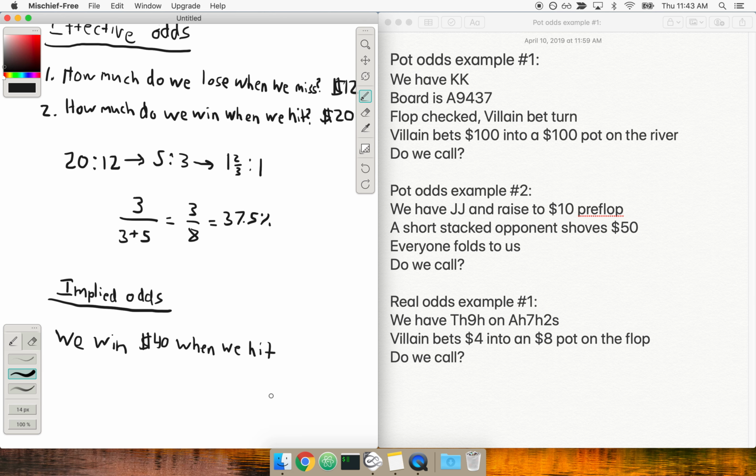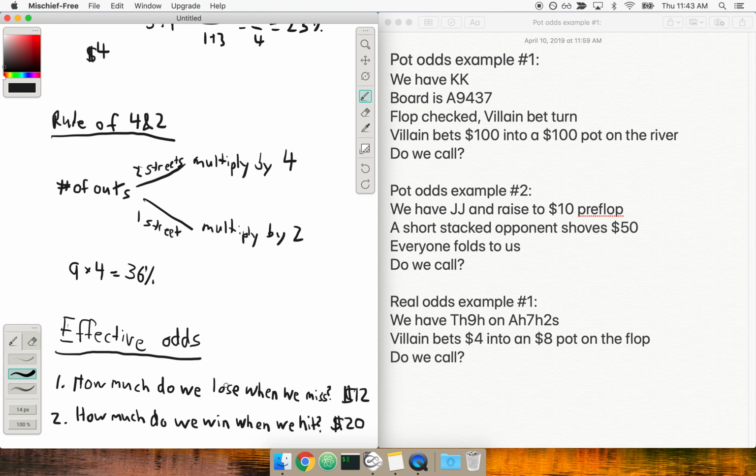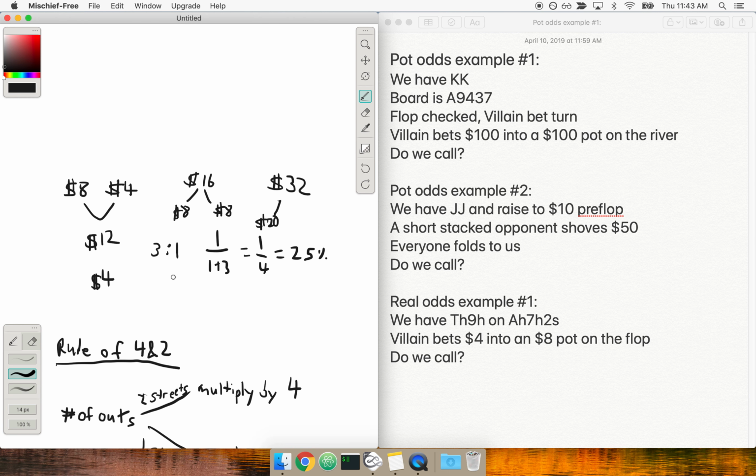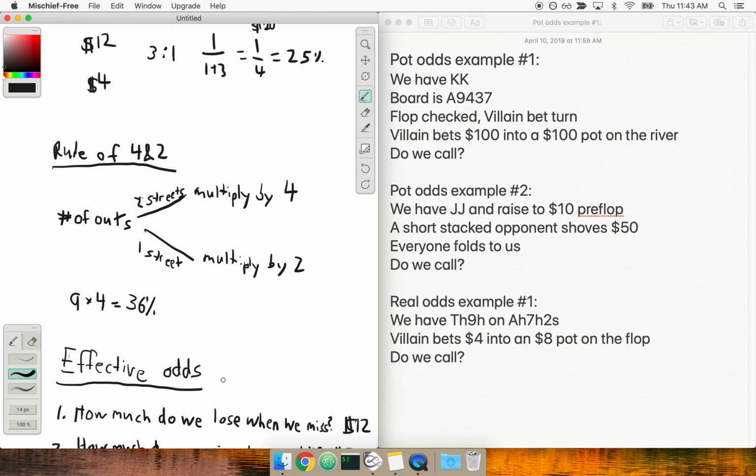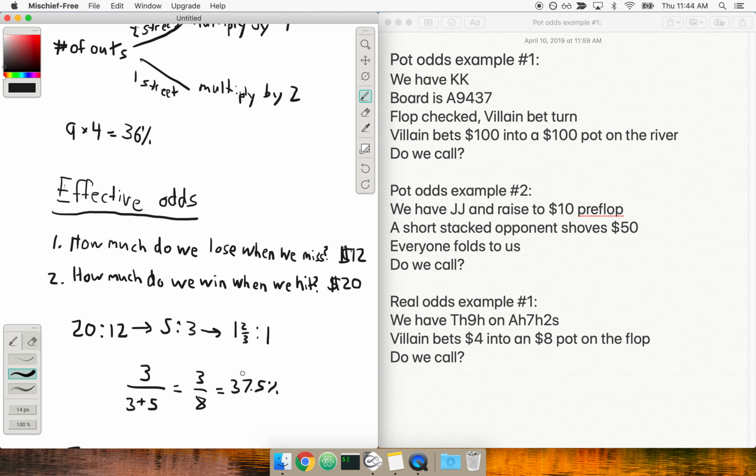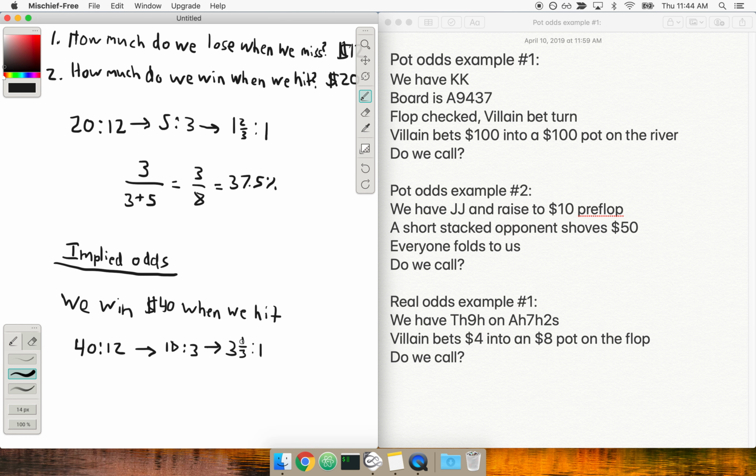So now you can see that that's going to change things a lot. Once we factor in the implied odds, now we can say we have 40 to 12. This is going to reduce to 10 to 3, or sorry, 3 1/3 to 1. So very interesting. Just to back up a little bit, we started off with 3 to 1 when we just looked at the pot odds. Then we went down to 1 2/3 to 1, and now we're going up to 3 1/3 to 1.